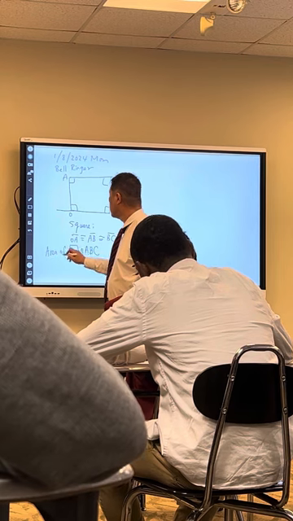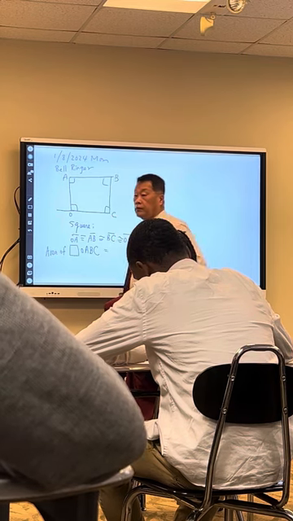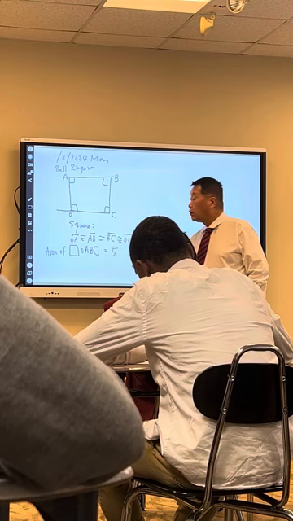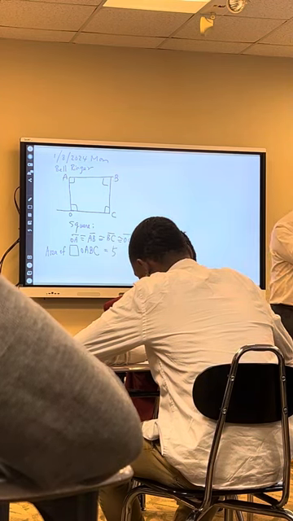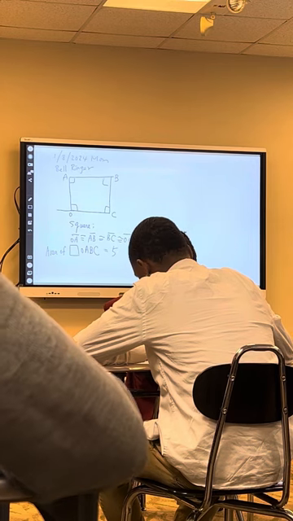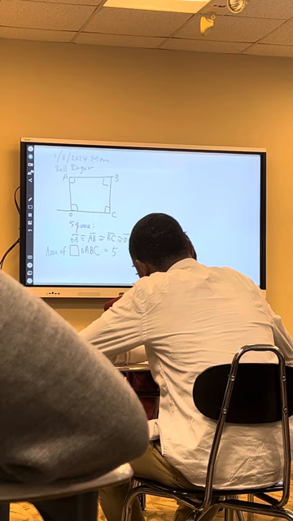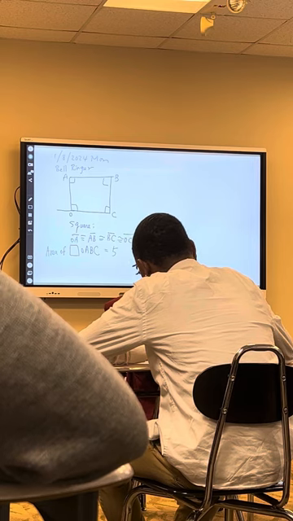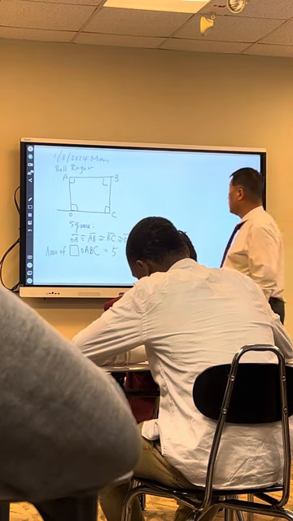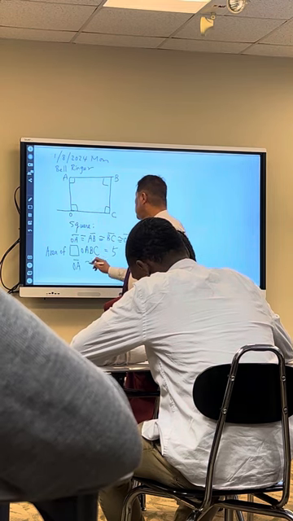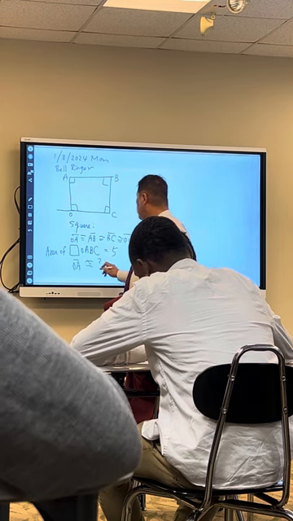What does it say? What is it given? Five. Five, right? Now, the next question is, if the area of a square is five, what is the length of the one side? Four sides are congruent to each other. What is OA equal to? How do you know?